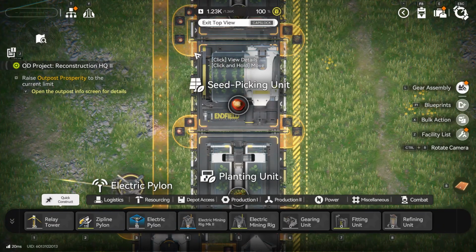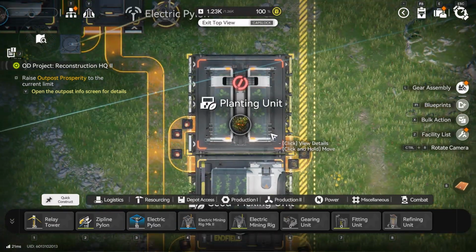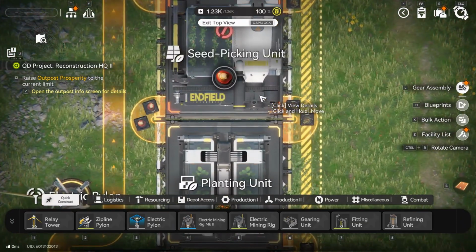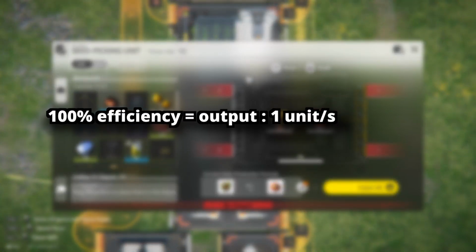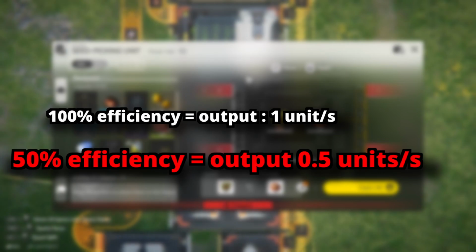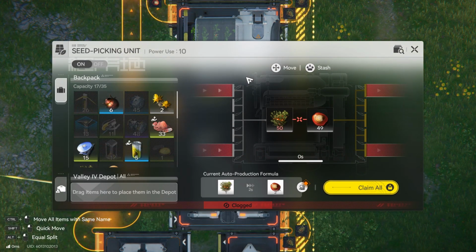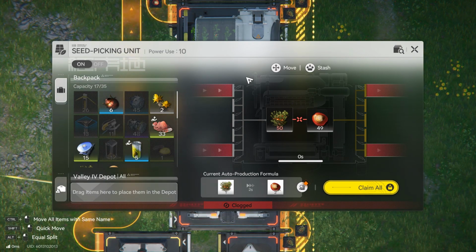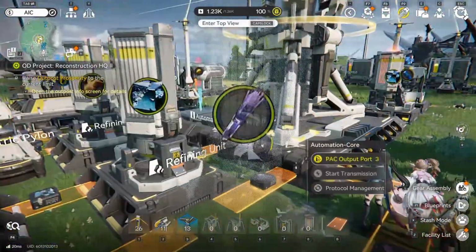What if I only have this half of the factory and I don't have this planting unit? This means the seed picking unit will also be affected. Instead of running at 100% efficiency, now the output rate is 50%, which also means that the factory itself will clog up eventually. But why is this clogging up? Why is this unit clogging up?